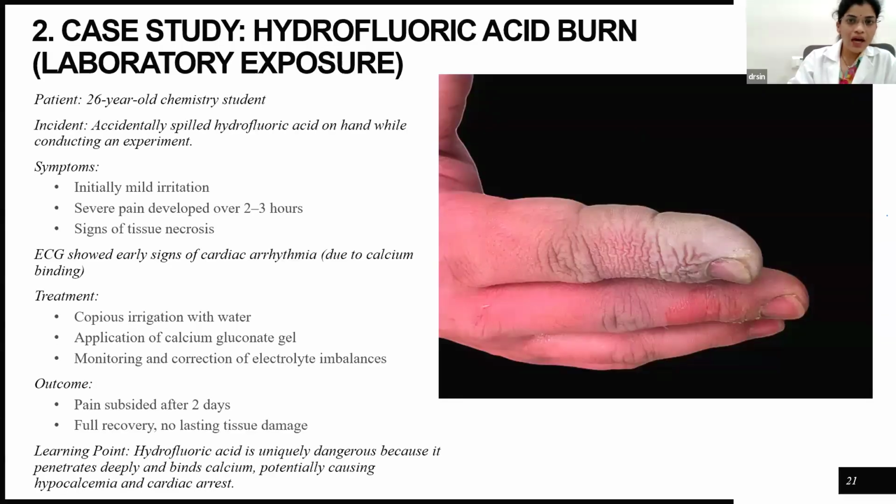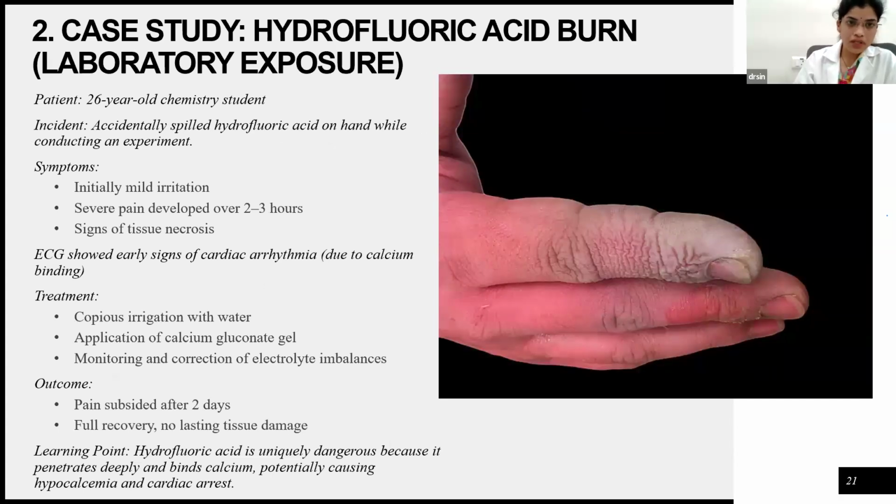So the next case is the hydrofluoric acid burn, which was a laboratory exposure. A 26-year-old chemistry student accidentally spilled hydrofluoric acid on her hand while conducting an experiment. The symptoms that she came with were initially mild irritation, and subsequently she developed severe pain over the next 2 to 3 hours, and there were signs of tissue necrosis on arrival to the ER. ECG showed early signs of cardiac arrhythmia due to calcium binding, like we discussed previously.